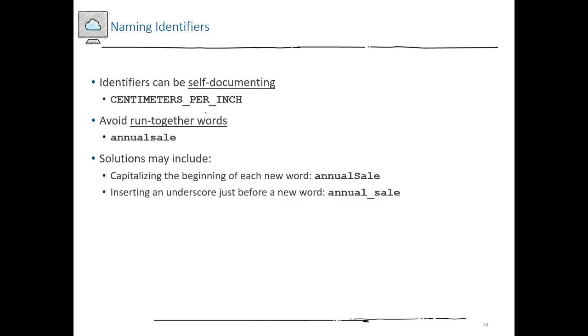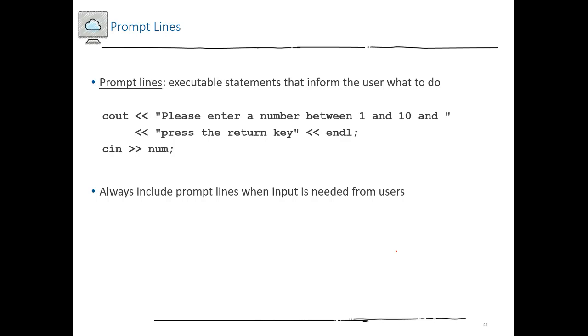Okay, identifiers can be self-documenting. You can have centimeters per inch. Don't combine words and run them together. Use camel case or underscore. A lot of old programmers use underscores, but the newer programmers use camel case because they grew up using camel case in their programming.